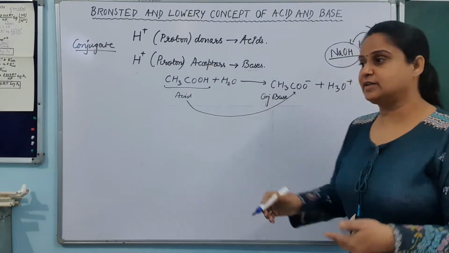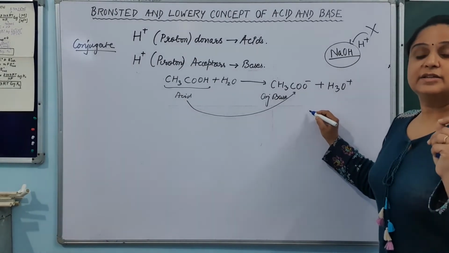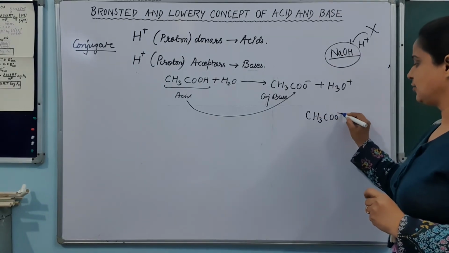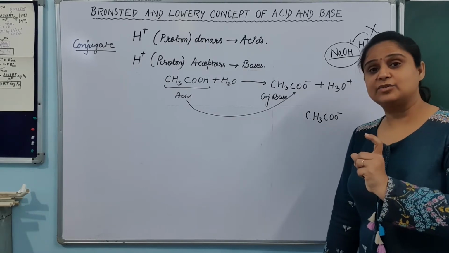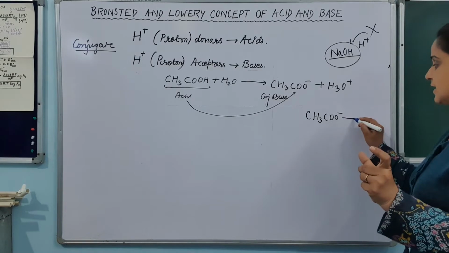So if I tell you to write down the conjugate acid of CH3COO minus, you can understand this: which acid is connected to it? The acid that can donate H plus. So which will be the acid, which can give H plus?